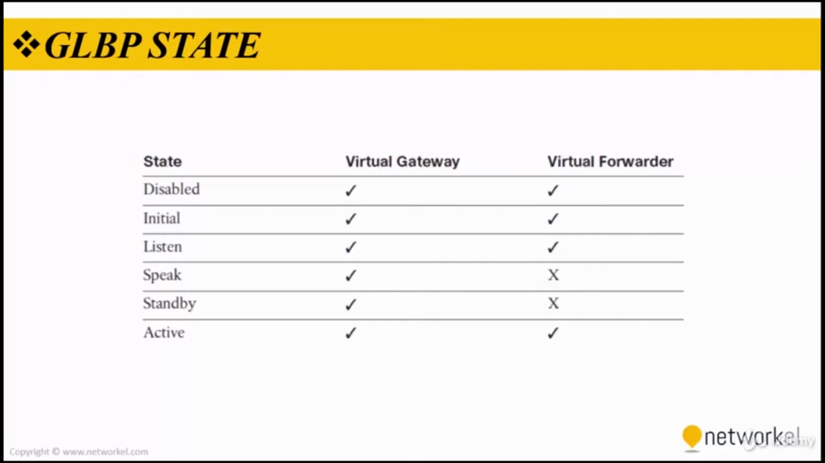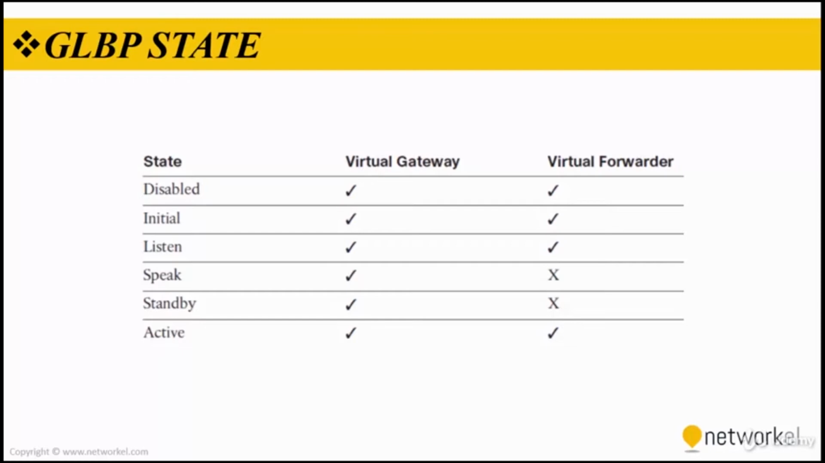And here are the states of GLBP. We have different states for Virtual Gateway and Virtual Forwarder. For Virtual Gateway, disable means there is a part of the GLBP configuration, but the virtual IP is not configured or learned. Initial means virtual IP is configured or learned, but the configuration is not yet complete. The corresponding interface must be operational in layer 3 and should be capable of IP routing.